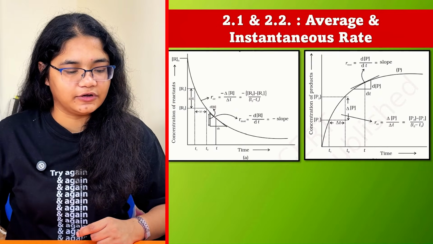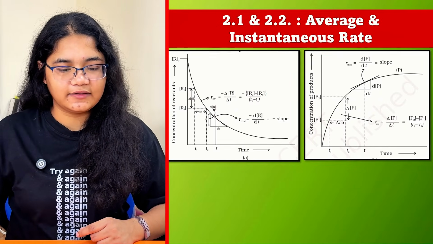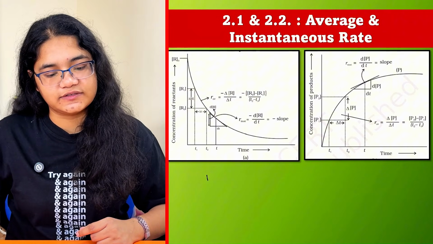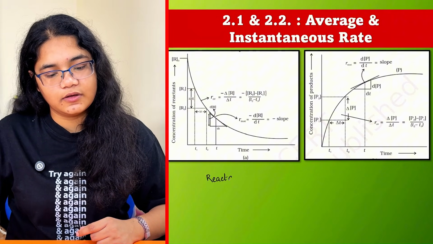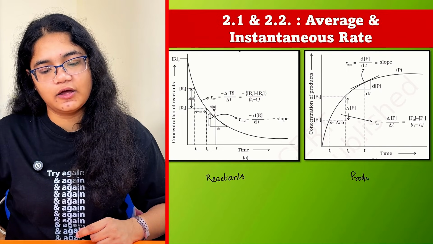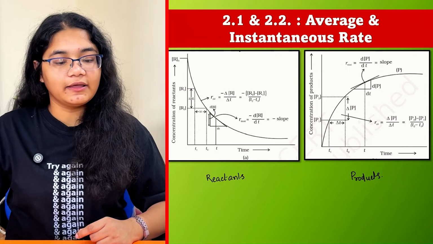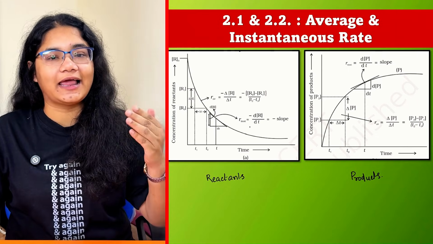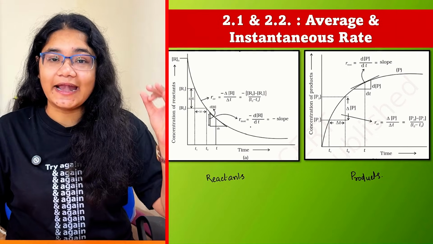Now you can see this graph. First of all, understand that in this graph the concentration is decreasing, so this graph is for reactants, right? And here the concentration is increasing, so this graph is for products. Now, in the same graph, I'll show you how we can calculate instantaneous rate and average rate.